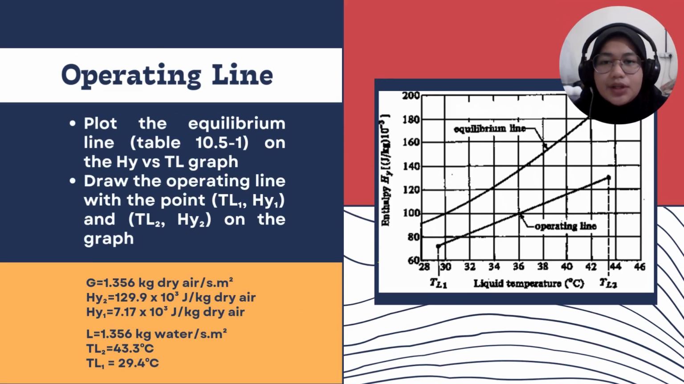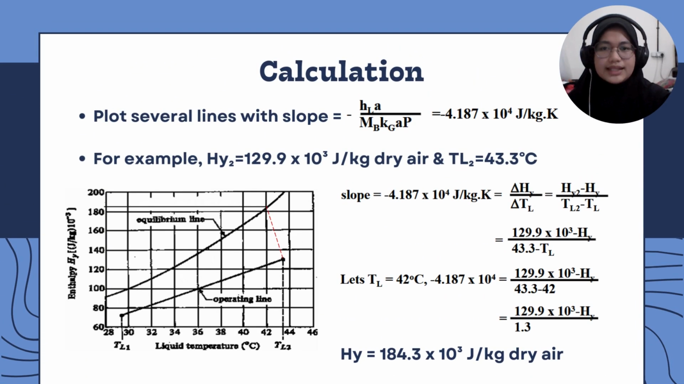We need to plot the equilibrium line using the values in table 10.5-1 and then draw the operating line with the points TL1, Hy1 and TL2, Hy2 that we already calculated. Next, we need to draw several lines from the equilibrium line to the operating line using the slope negative 4.187 times 10 to the power of 4. For example, using Hy2 129.9 times 10 cube and TL2 43.3 degrees Celsius, we substitute the values into the formula of the slope. We got Hy 184.3 times 10 cube.